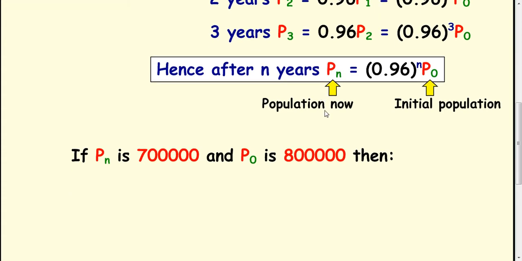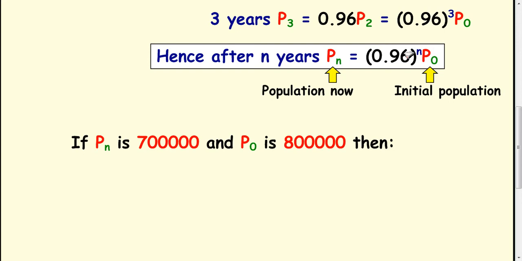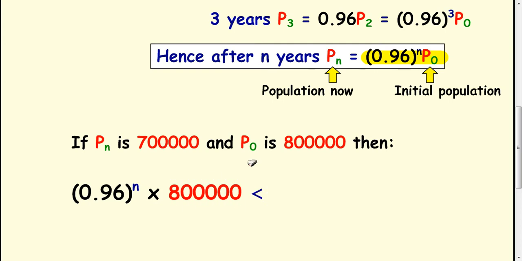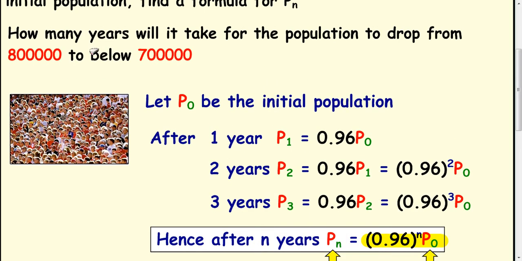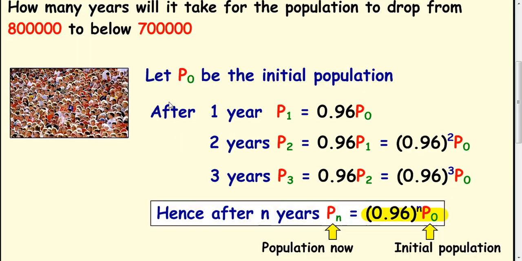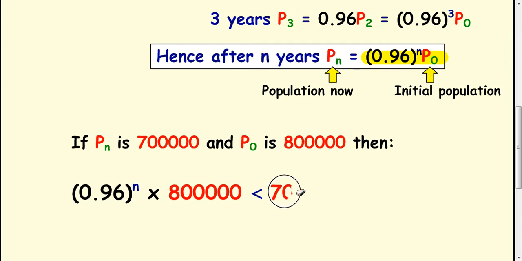Now the only difference I'm going to make is I'm going to rewrite this bit first. So I'm going to take that part there and rewrite it first with the initial population substituted in. So I'll put that here. So you can see that part here and the initial population. Now the question states that when is it going to go below 700,000, so we need a less than sign and 700,000.